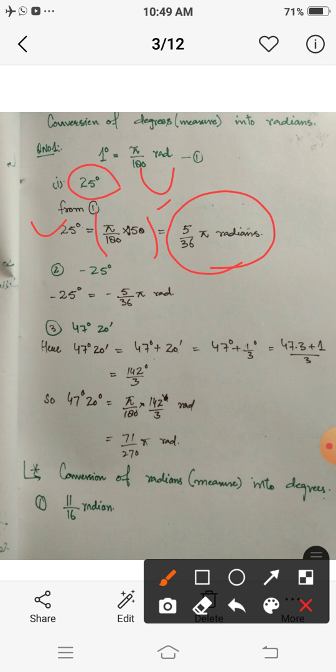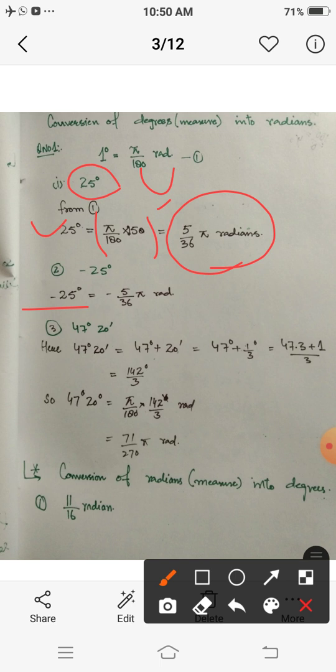Similarly, if we have to convert minus 25 degrees into radians, it is simply minus 5 upon 36 pi radians. Here, negative in the angle system simply means the direction in which we measure, clockwise. If it is positive, it means we are measuring the angle in the anti-clockwise direction.